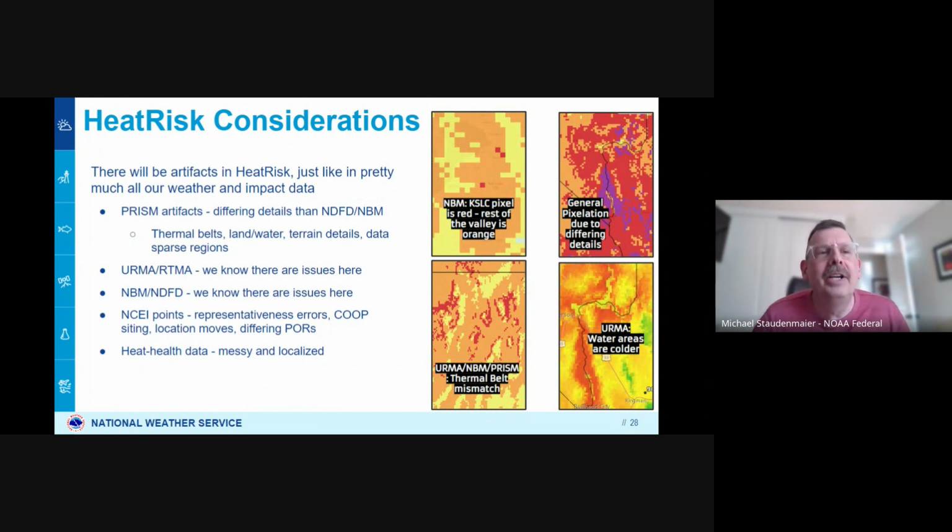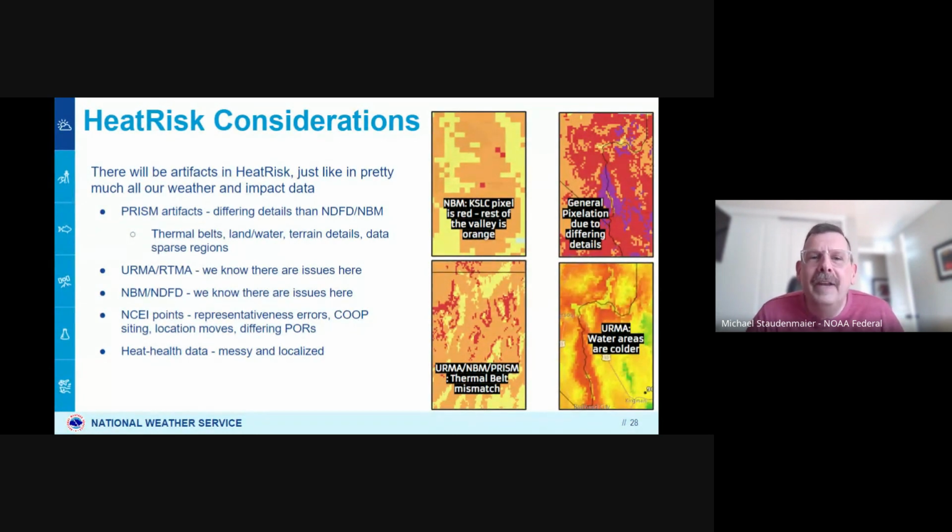A visual consideration with heat risk is there's going to be artifacts. There's artifacts in all of our gridded data sets. None of it's smooth and perfect. So we're all aware that PRISM has its own artifacts, such as including non-representative or bad observations. It has different details with regard to how it represents terrain, thermal belts, lakes, etc. IRMA and RTMA may certainly have their share of artifacts. I think we all know that, right?